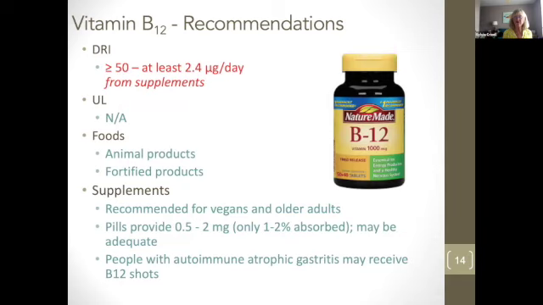Okay, so what do you do? I keep talking about this, and a lot of times people stop and go, well, what am I supposed to do about it? Well, here's the slide. This is one of the few absolute recommendations for supplementation. For people 50 and older, take at least 2.4 micrograms per day. That's actually the requirement, the DRI for B12. But instead of just from food, the recommendation is from supplements. Why?